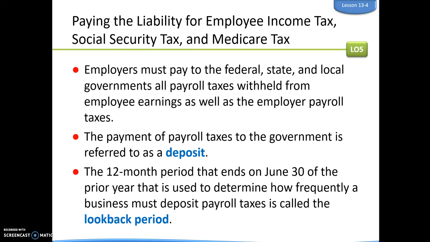Employers must pay to the federal, state, and local governments all payroll taxes withheld from employee earnings, as well as the employer payroll taxes. The payment of payroll taxes to the government is referred to as a deposit. The 12-month period that ends on June 30th of the prior year that is used to determine how frequently a business must deposit payroll taxes is called the look-back period.